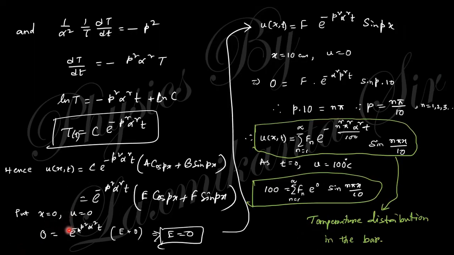Now you will use the boundary condition: x equal to 0, u equal to 0, that gives e to the 0, because this cannot be 0. So u(x,t) gives you this, and at x equal to 10 centimeter, u is also 0, so you will obtain this relation, and we take the summation because it is a linear combination solution. And if you use the other boundary condition, you will obtain this constant F_n like that. From this you will obtain the constant F_n. So this is the temperature distribution in the bar.